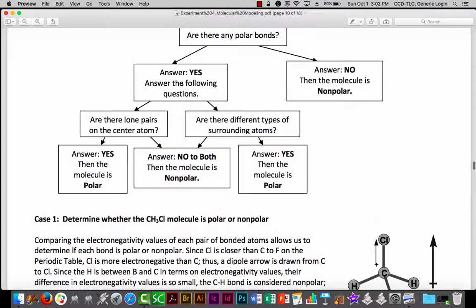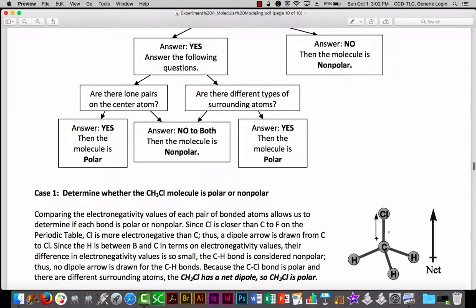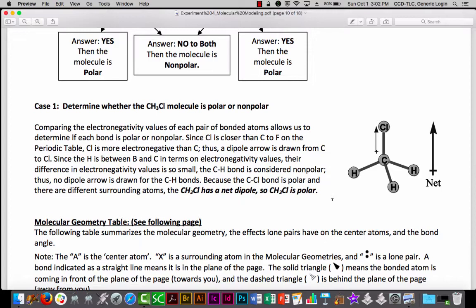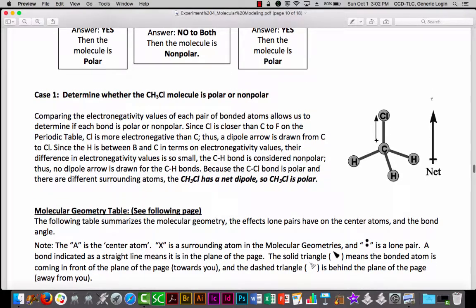So for the first question, our answer is yes. Then we'll ask, are there any lone pairs on the central atom for CH3Cl? No. So the answer to that question is no. Are there different types of surrounding atoms? Well, yes. We have hydrogens and we have chlorine. So the molecule is polar. We draw it like this because carbon is more electropositive than chlorine.